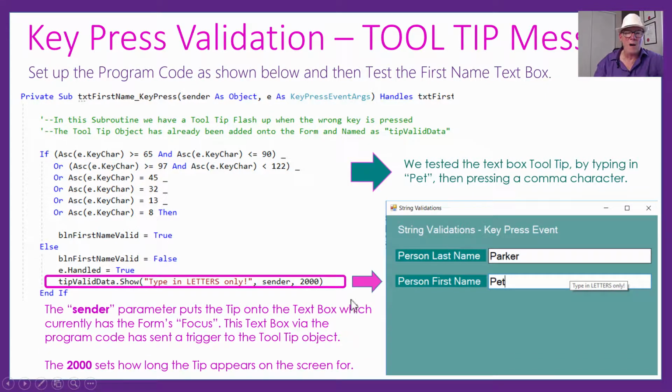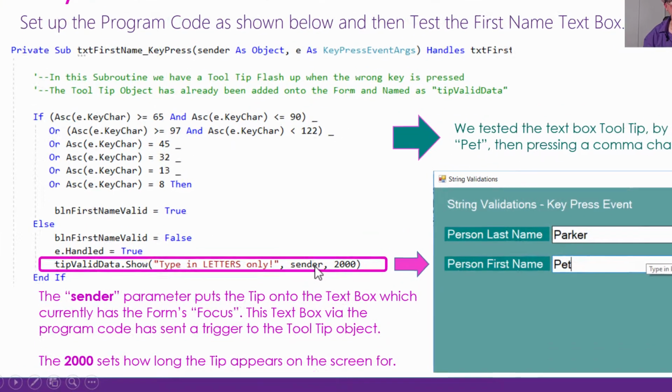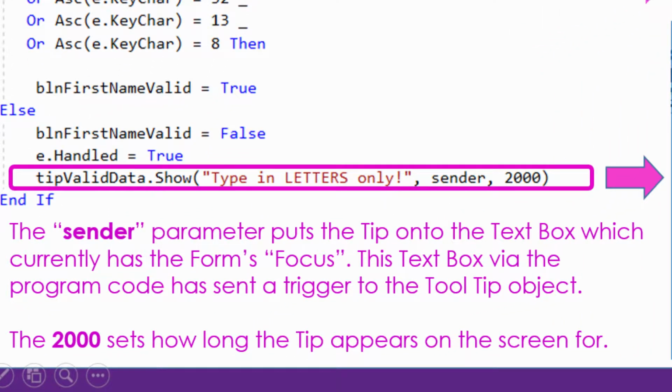Now, what were those parameters, these other things on the tooltip? That was the message we were seeing, type in letters only. The sender puts the tip into the text box which at the moment has the focus. So the active text box, which has focus, and you would have learned about that in our previous validation lesson, is this one here. Because it's active at the moment, this is the sender one. This is the one that's sent the problem and said, hey, there's something wrong here, bring up a tooltip. It knows to put the tooltip in there, okay?